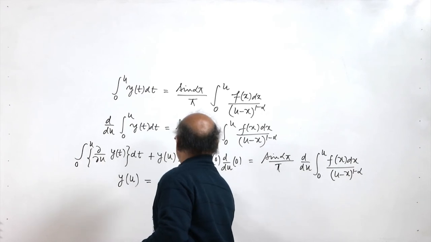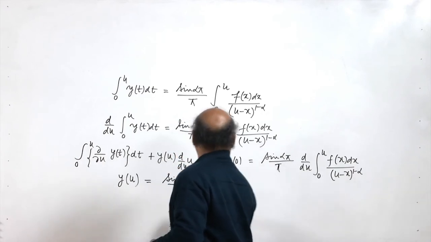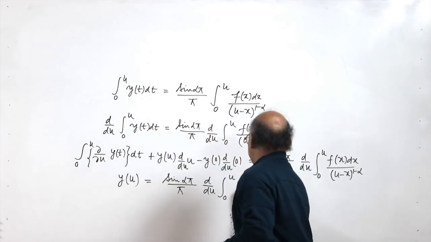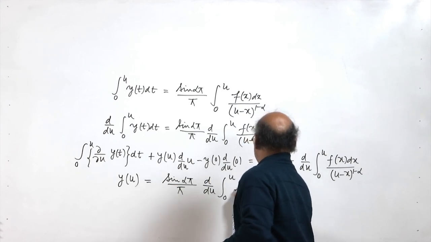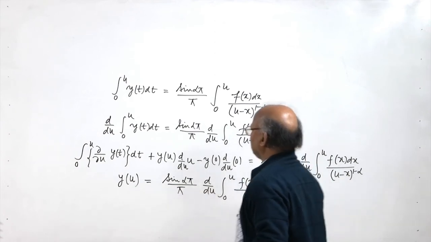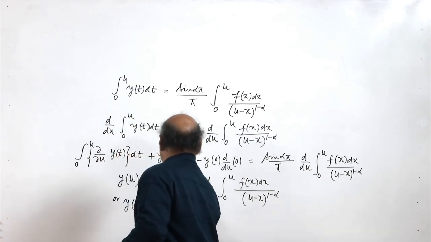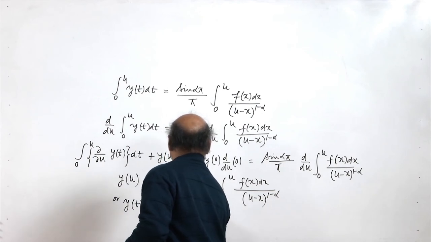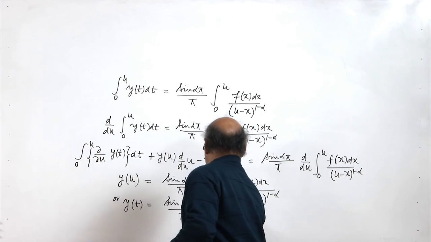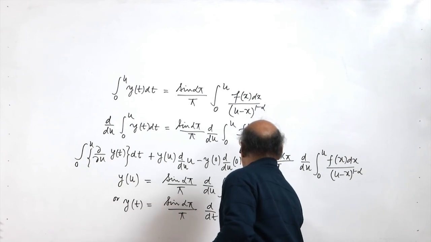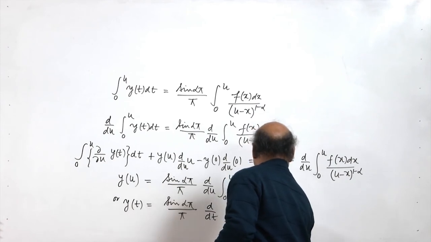pi over pi d over du integral 0 to u f x dx over u minus x to the power 1 minus alpha, or we can replace u by t. So, y t is equal to sin alpha pi over pi d over dt integral 0 to t f x dx over t minus x to the power 1 minus alpha.